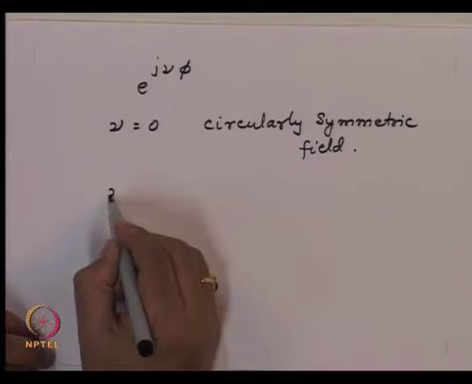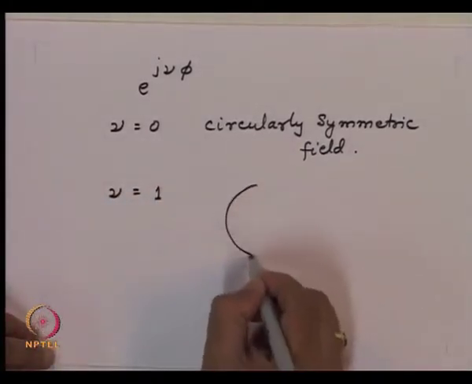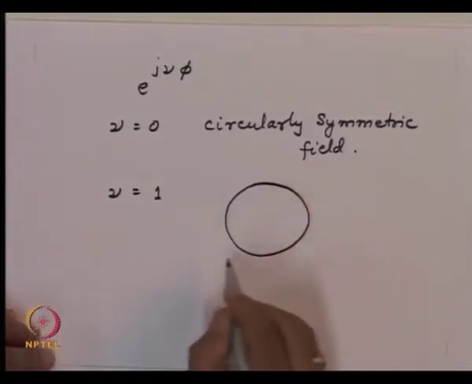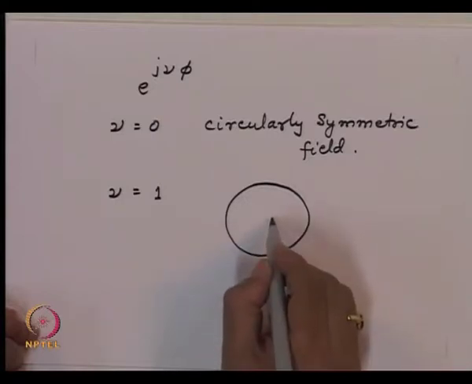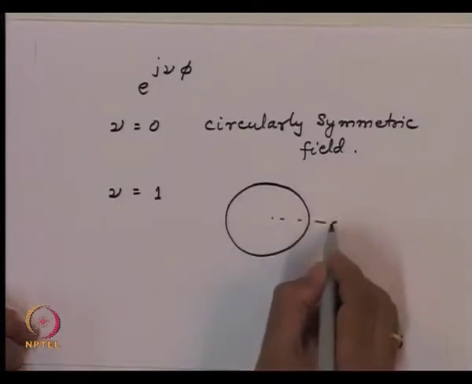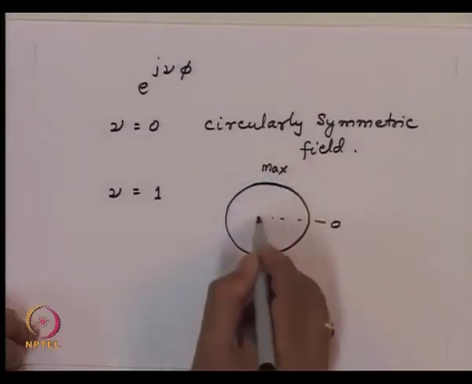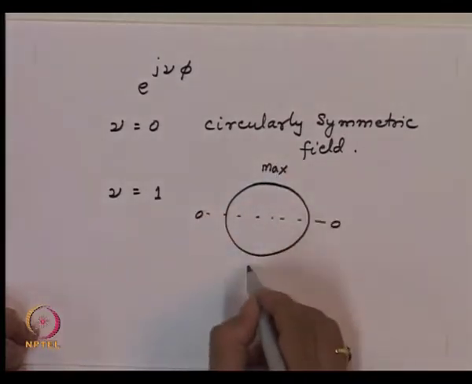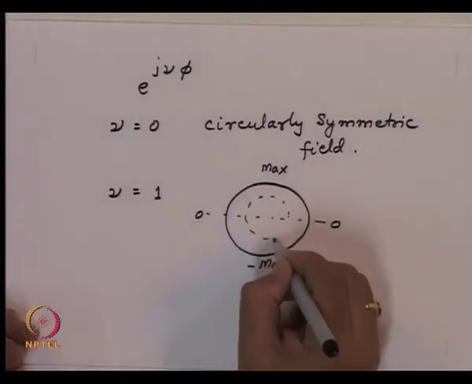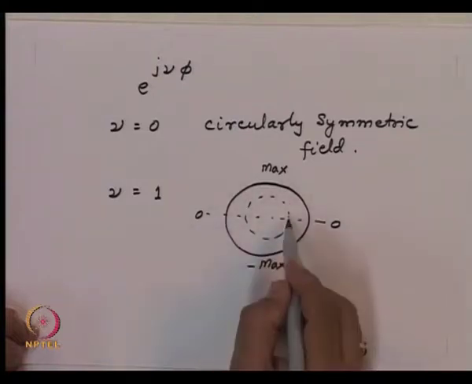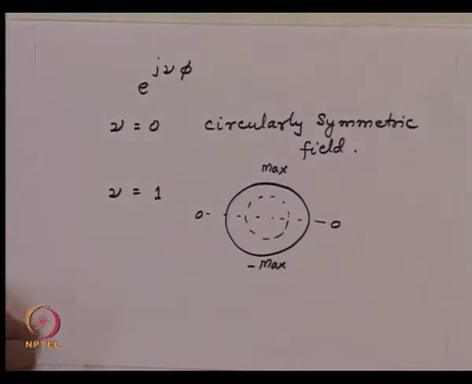So, for nu equal to 1, if I consider the fiber like this, it will have a one cycle variation in the azimuth. That means it will, let us say, start with 0 here. It will be maximum in this direction. It will go to 0 here again, and it will go to minus maximum in this direction. So, as I move along the phi direction, the field will go from 0 to maximum to 0 to negative maximum.